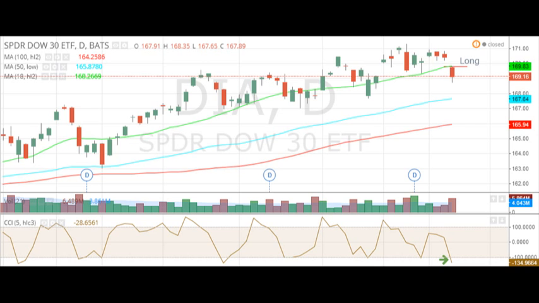So the first thing I do is look at the overall trend by looking at the moving averages, and I have 3 moving averages placed on this chart here, which is the daily chart. You can see the red one here is the 100-day moving average, the light cyan one is the 50-day moving average, and the top one, the green, is the 18-day moving average. And usually when all 3 are in this arrangement, we have a pretty good bull market going on, and so we want to look for trades to go long.